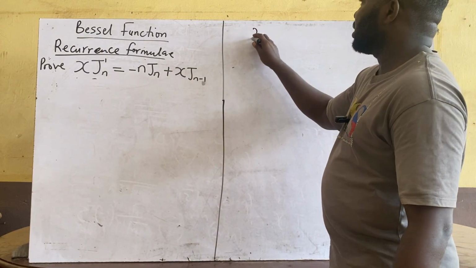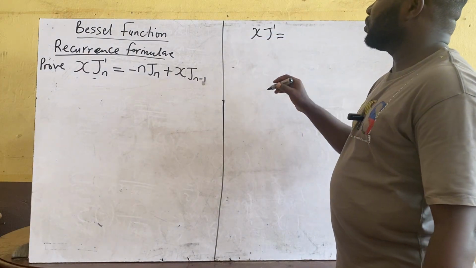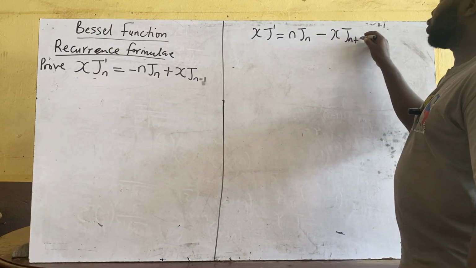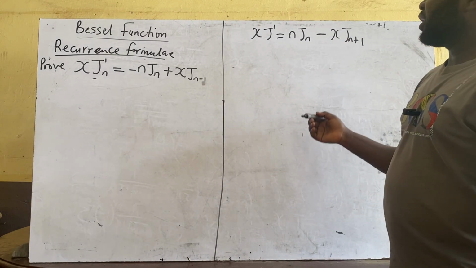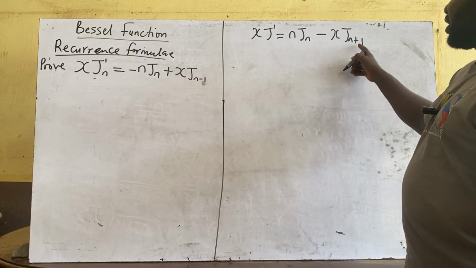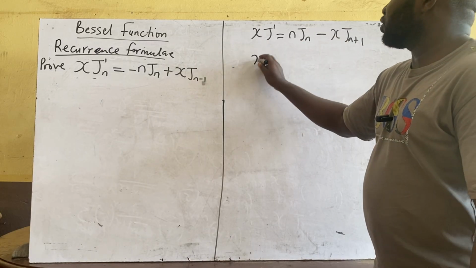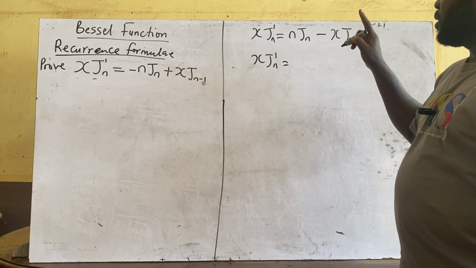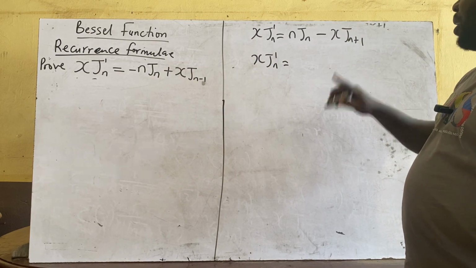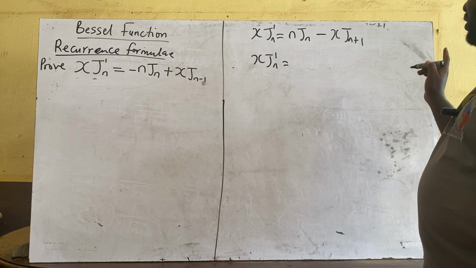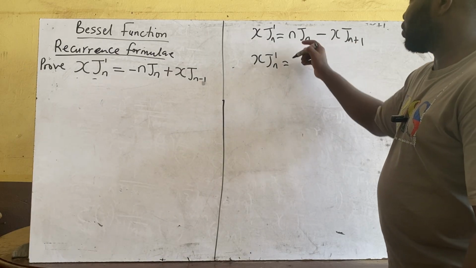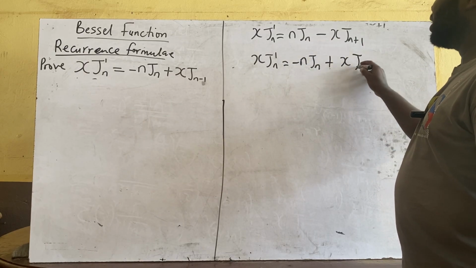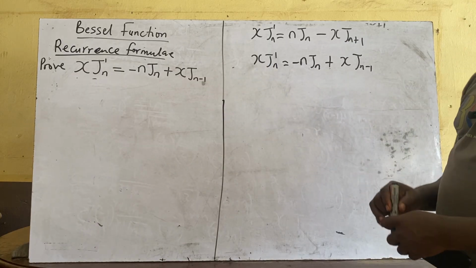And to remember, this is x J_n prime is equal to n J_n minus x J_{n+1}. This is the first one, okay? And then to get the second one, the preceding one will always have a minus. So this is going to be x J_n prime, which will now be the first one before, the preceding one before the previous one, is what we are writing first. So the preceding one is going to be this one, which is minus n J_n. And the previous one is going to now be x J_{n-1}, which is this one. So let us now prove it.